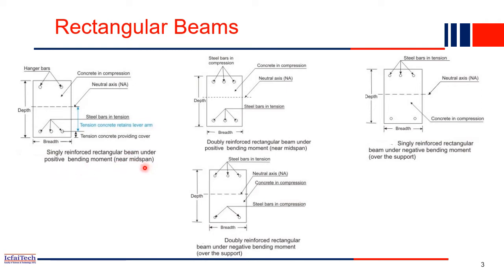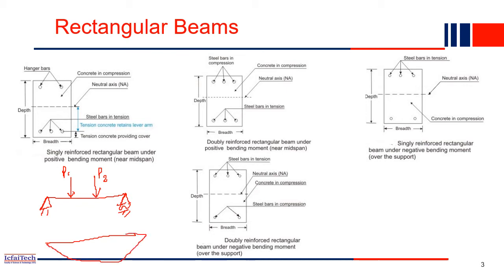What does this mean? Let me draw it here. A simply supported beam, resting on supports, and two loads are acting. One is P1, for example, acting here, and another, P2, acting here. So what will be the bending moment diagram of this beam? It will be something like that.